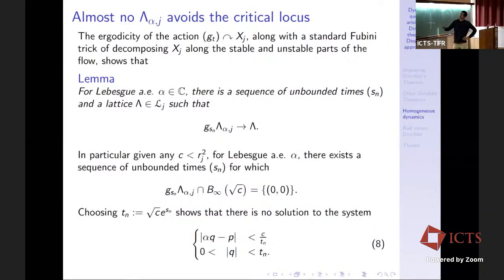So with all of this consideration, the point I'm trying to make is that it's very easy to see that the set of Dirichlet-improvable complex numbers has measure 0. Okay, so let's try to go through that. So the key is that this g_t, or this diagonal action on X_J, is ergodic. In particular, almost every lattice is going to be dense under this flow. And not only that, but almost every lattice on this expanding horocycle is also going to be dense under the flow.